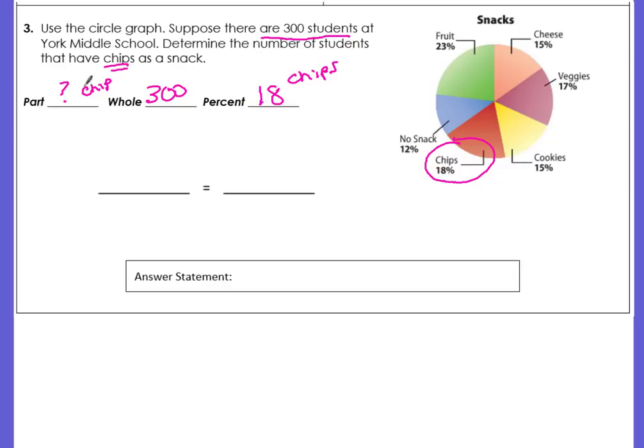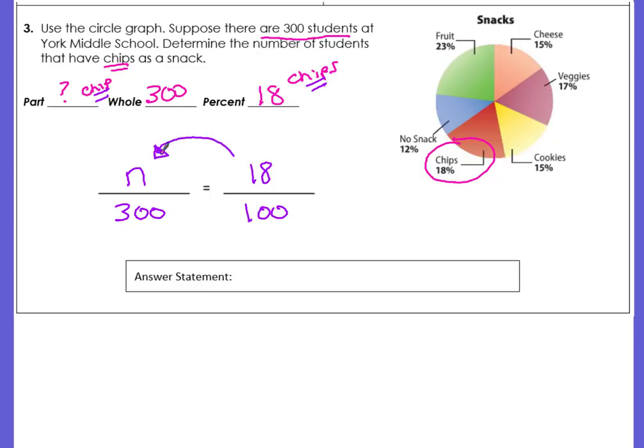Now, I want you to always go and check. Does the percent and the part represent the same thing? The part we're looking for is the chip part, and the percent part is also chips. So they do represent the same thing, so we can continue and set up our percent proportion. Part to whole, the part is unknown, that's our n. The whole is 300. It's going to equal percent, which is 18, always out of 100.